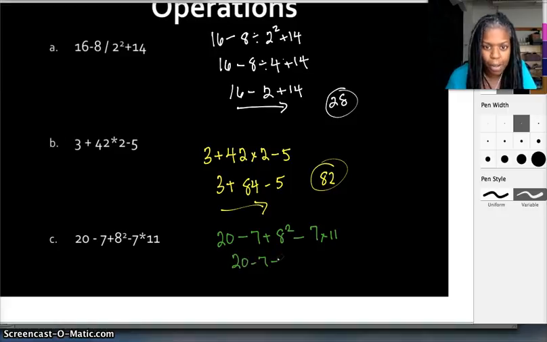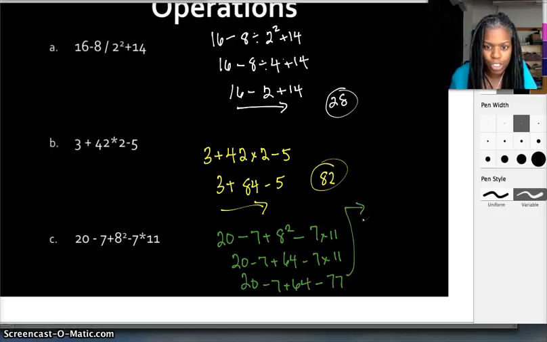20 minus 7 plus 64 minus 7 times 11. Next, multiplication and division. Is that a part of this problem? Oh yeah, it's right here. So I'm going to deal with that. Everything else stays the same until I do the thing that took precedence.